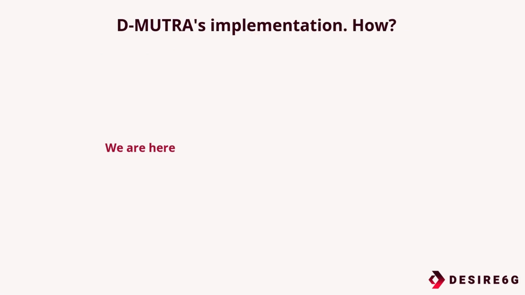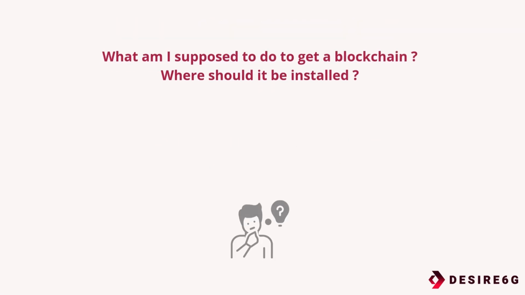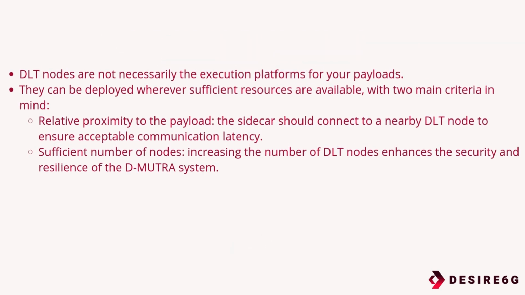We are here digging into how to install the blockchain and how to set up the service. What am I supposed to do with a blockchain? Where should it be installed? DLT nodes are not necessarily the execution platforms for your payloads. They can be deployed wherever sufficient resources are available, with two main criteria in mind.